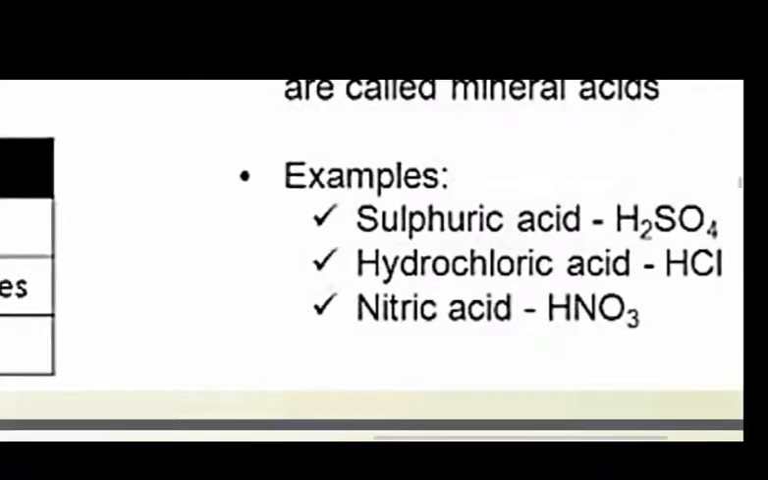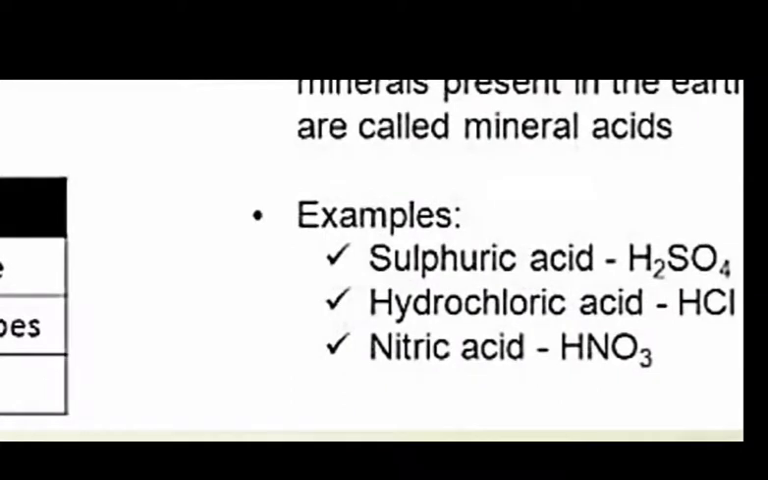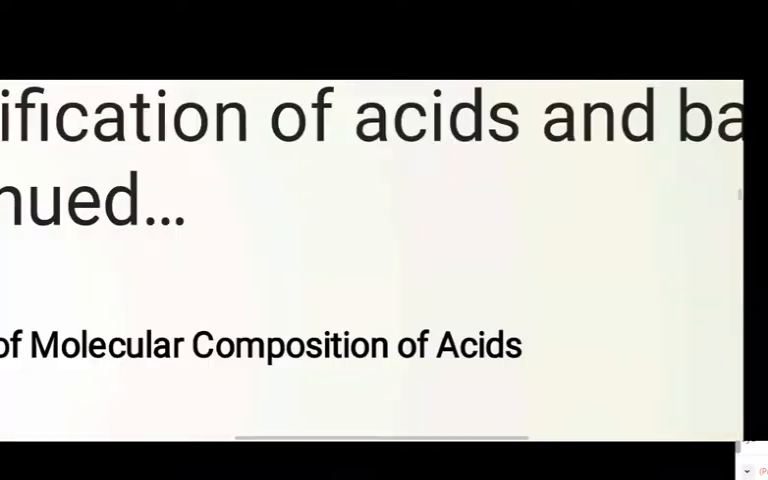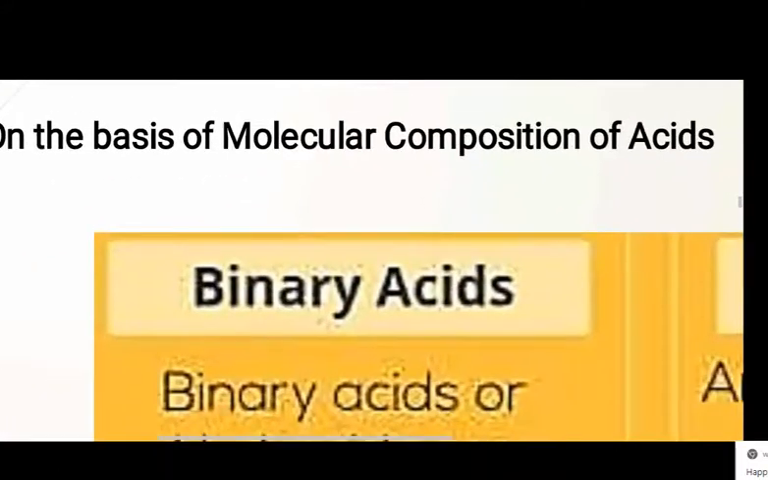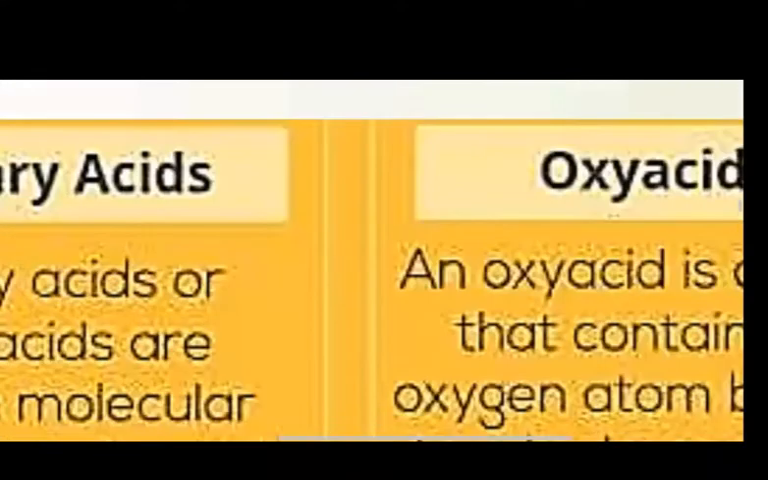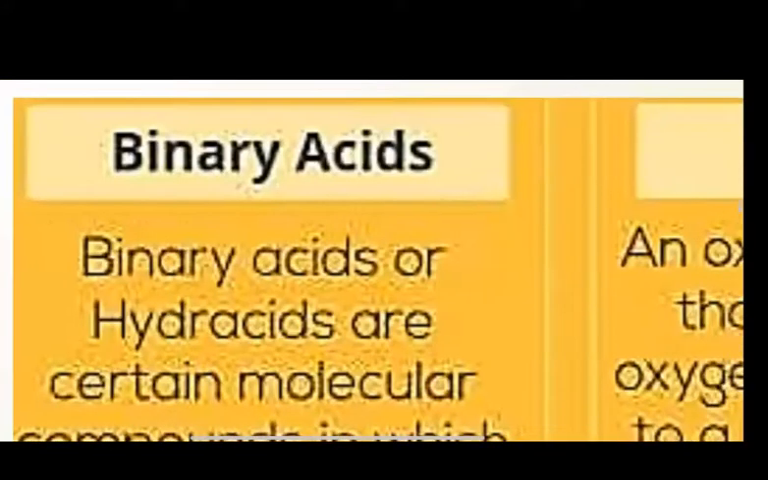Understood all of you? So we have got the first classification: the first one is organic acid and the second one is mineral acid. Now we are going to classify acids on the basis of their molecular composition. Under it come hydroacids and oxyacids. Hydroacids are also known as binary acids.